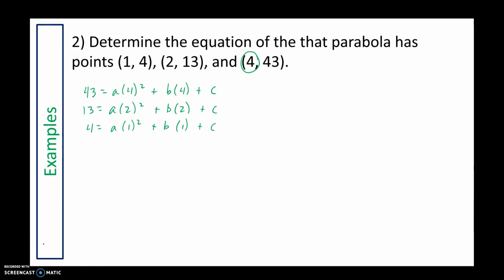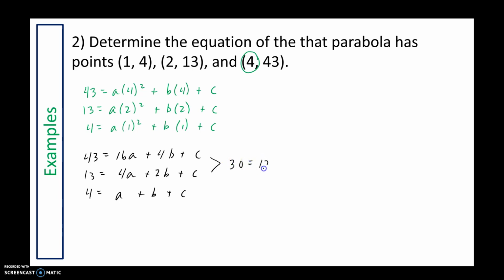Please take that time to actually square the numbers. Maybe on the next example, you can eliminate the substitution step and then just square the x's automatically to get to this step. 16a plus 4b plus c. 4a plus 2b plus c. Substitute and subtract. That's the name of the game for this. So I get 30 is equal to 12a plus 2b. I'm subtracting term by term. 9 is equal to 3a plus b.